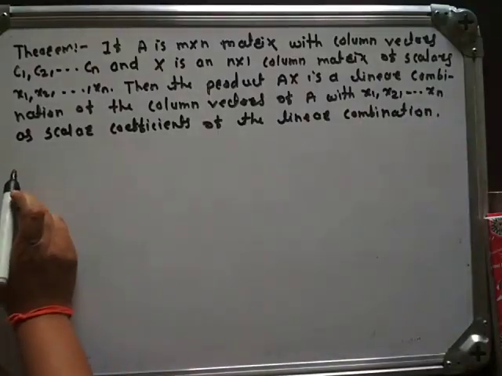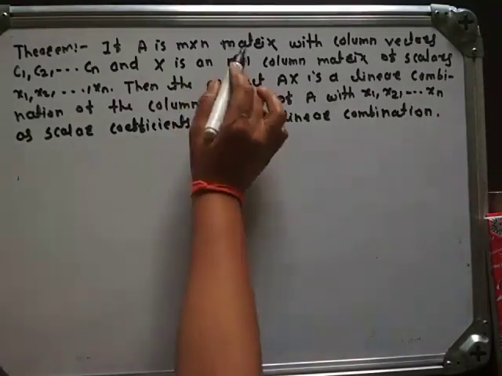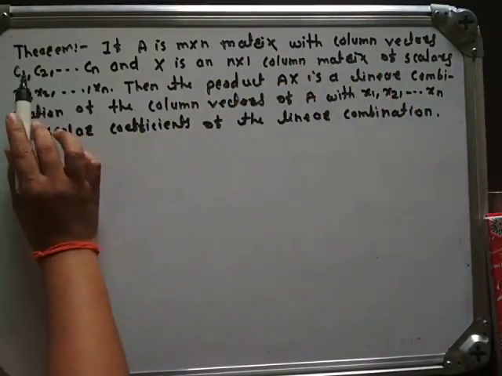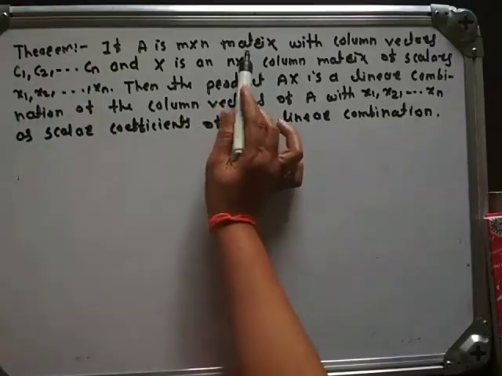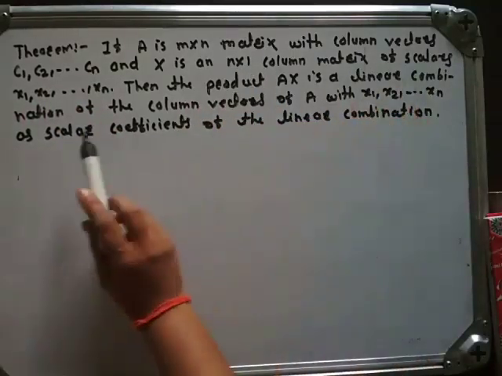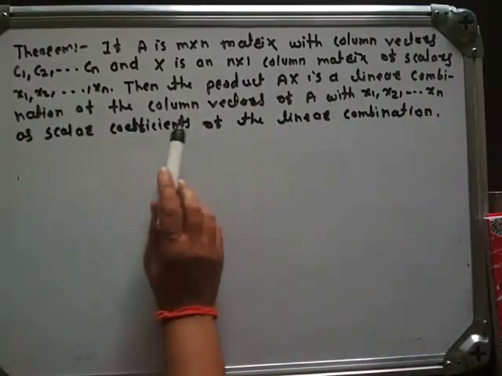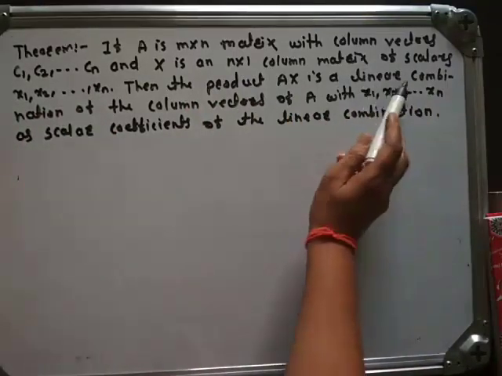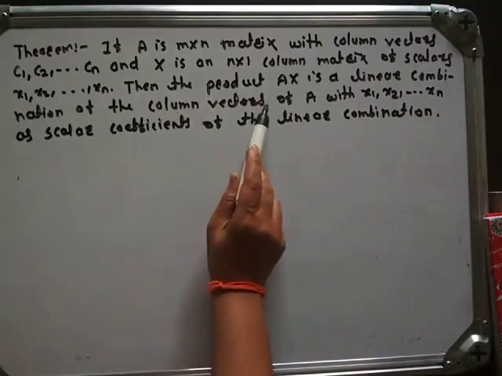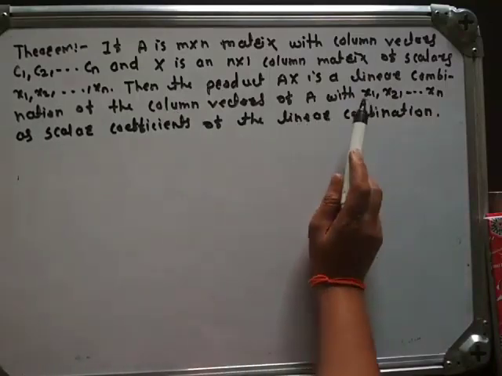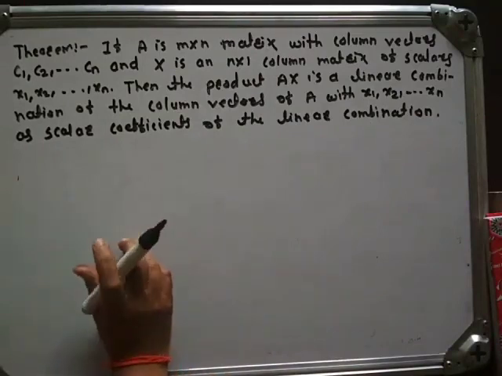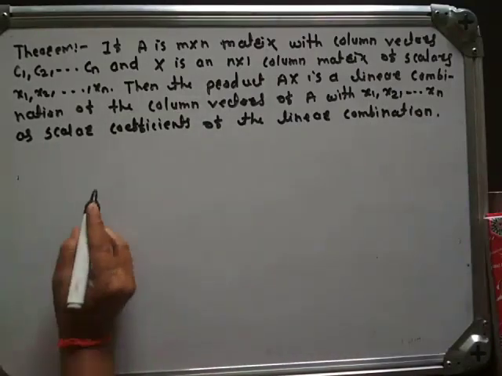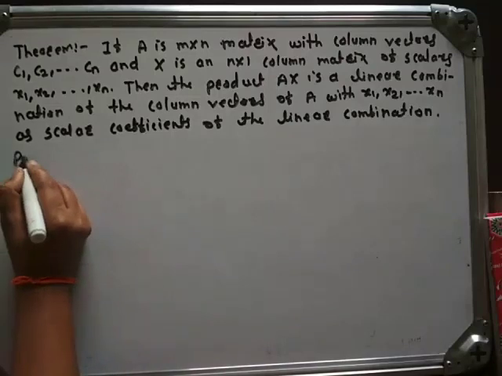See here what the theorem says. If A is an n by n matrix with column vectors C1, C2 and so on up to Cn, and X is an n by 1 column matrix of scalars x1, x2, up to xn, then the product A into X is a linear combination of the column vectors of A with x1, x2 and so on up to xn as the scalar coefficients of the linear combination. Okay, let us see the proof.